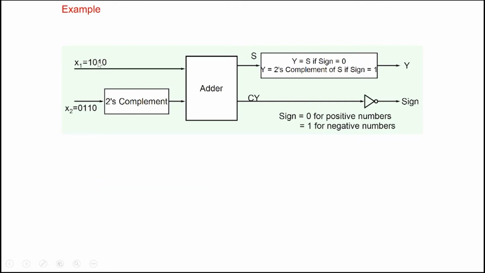So let's say this is 1010 here. So what is this binary number here? 8 plus 2, 10 here. And what is the binary number here? So this is 4 plus 2, 6 here, right? So what we are doing is 10 minus 6 here.